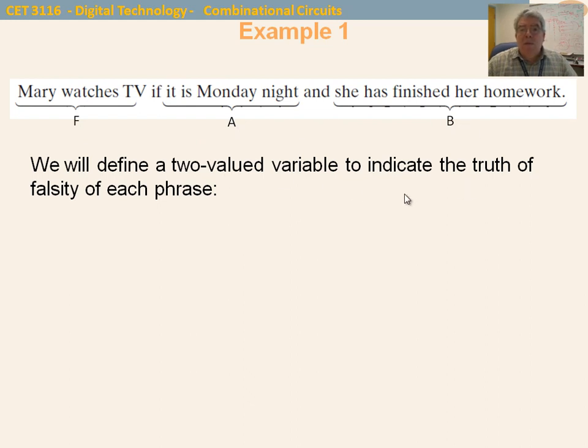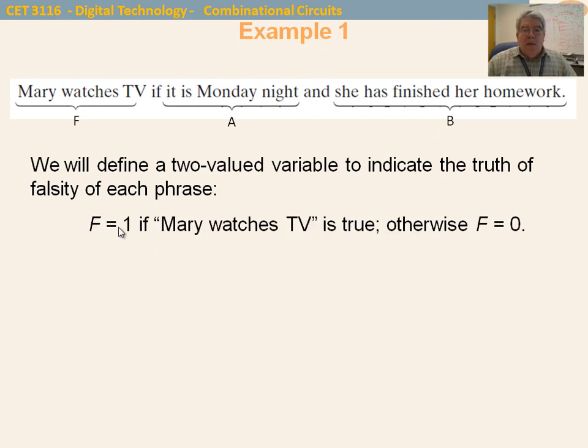So we can use two variables to indicate in the truth table. My f is going to be 1 when both are 1. Why? Because we have this conjunctive and here. So f is 1 if Mary watches TV, right? And in the case we said it's going to be true, it's going to be 1, otherwise it's going to be 0. That's my output.